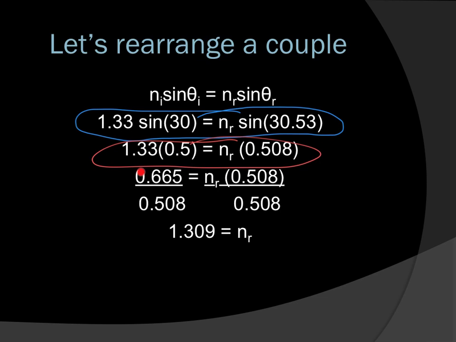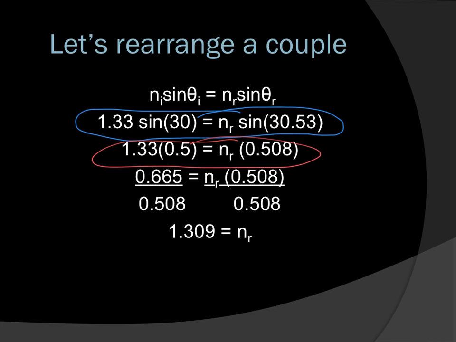Those two numbers combined give me 0.665. And then to get rid of this 0.508, I divide both sides by 0.508. 0.665 divided by 0.508 gives me an index of refraction of 1.309. So as long as I don't let these sine functions scare me too much, the math here is pretty straightforward.